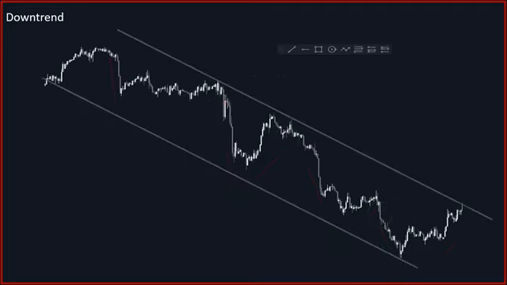By connecting the swing highs, we can draw a trend line that acts as resistance, helping us spot potential areas where the price might reverse or continue its downward momentum.